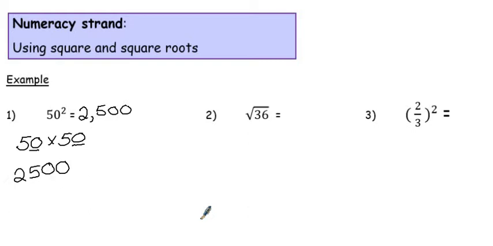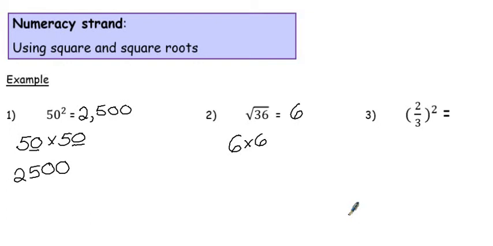And the second example is asking us for the square root of 36. This sort of tick with a roof is a square root. So we've got to think, what times by itself gives us 36? Well, we know 1 times 1 is 1, 2 times 2 is 4, and we could keep working and keep going up until we get to 36. And the answer is 6 times 6 is equal to 36. So the square root of 36 is 6.